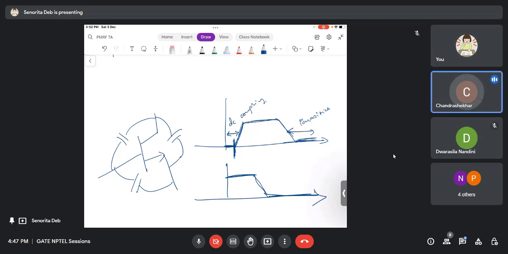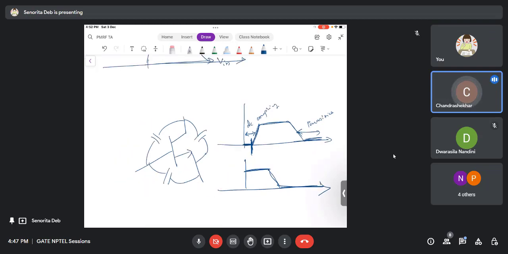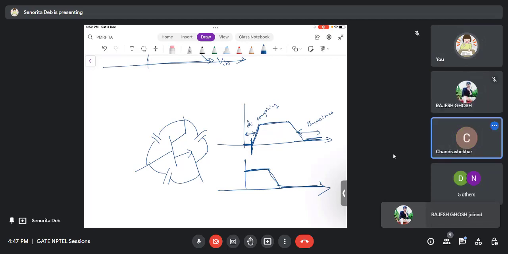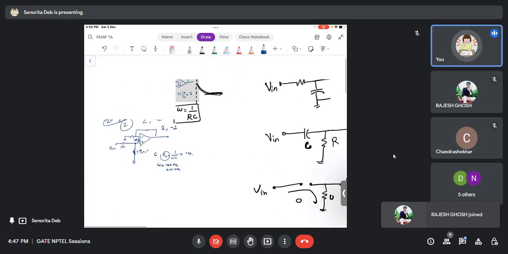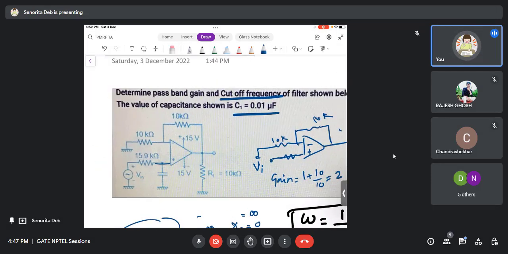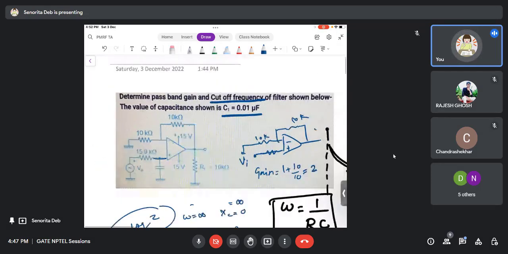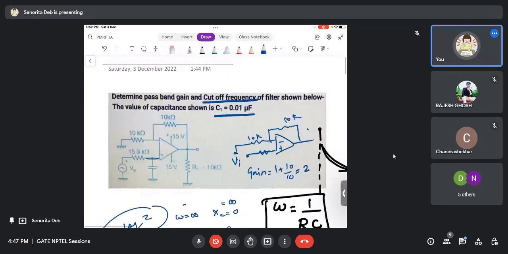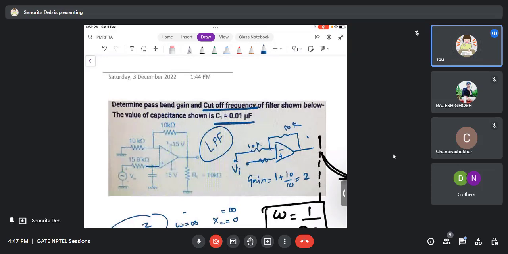Ma'am, whenever we are finding pass band gain, we will calculate at omega equal to 0. Yeah, whenever they ask you a pass band gain like this, you will do it in this way only. They will normally give you a low pass filter only. If it is a high pass filter, they will ask you something like what is the pass band gain at higher frequencies. Okay, ma'am.